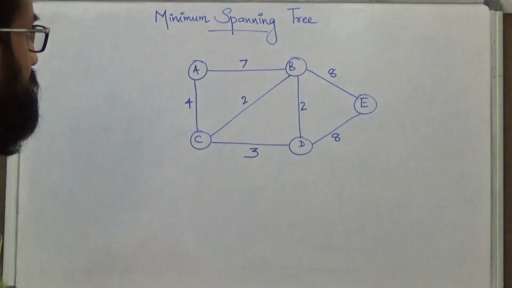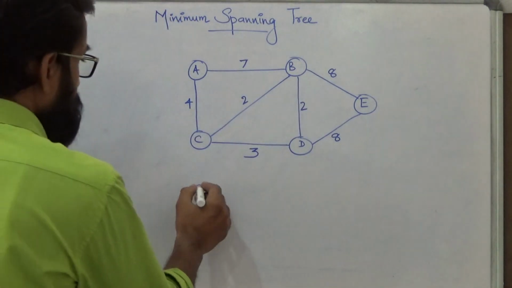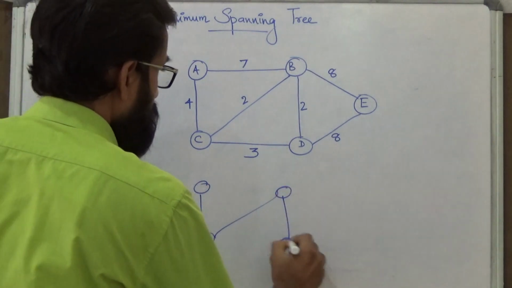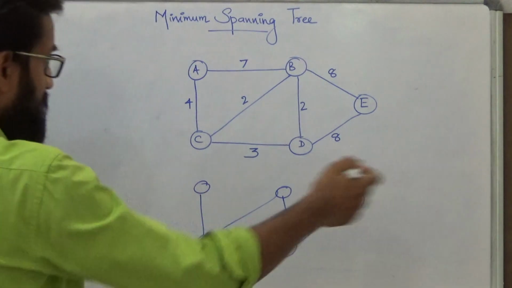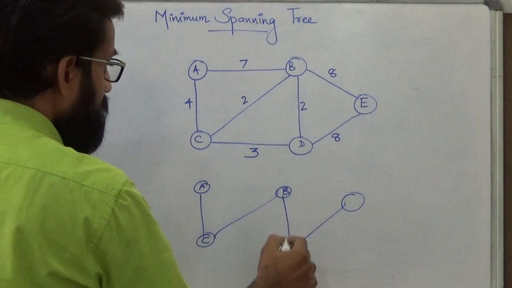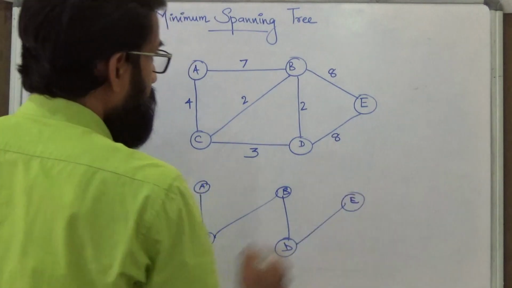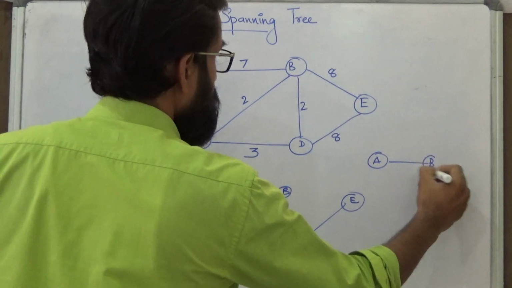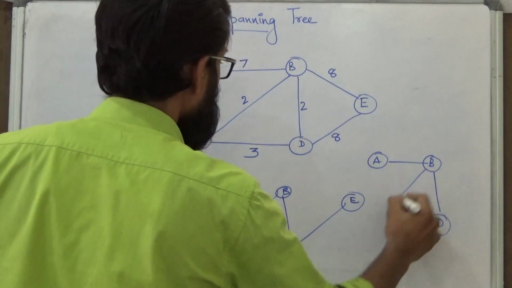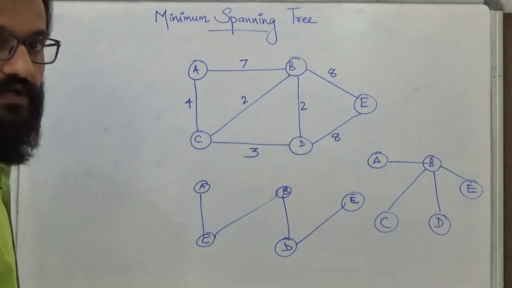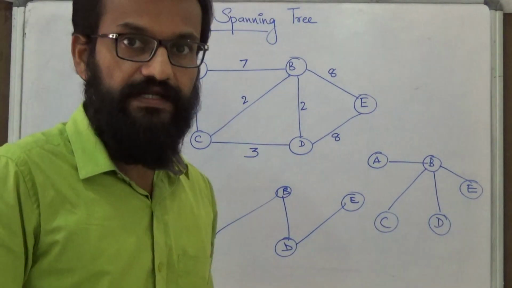So, if we consider this undirected graph, I can say that this is a spanning tree. Let the vertices be A, C, B, D, E. Again, I can have another spanning tree A, B, D, C, E. So similarly, you can identify a few more spanning trees.